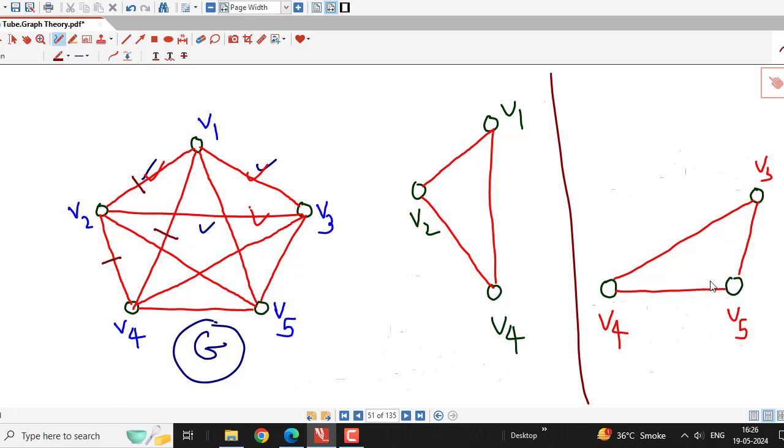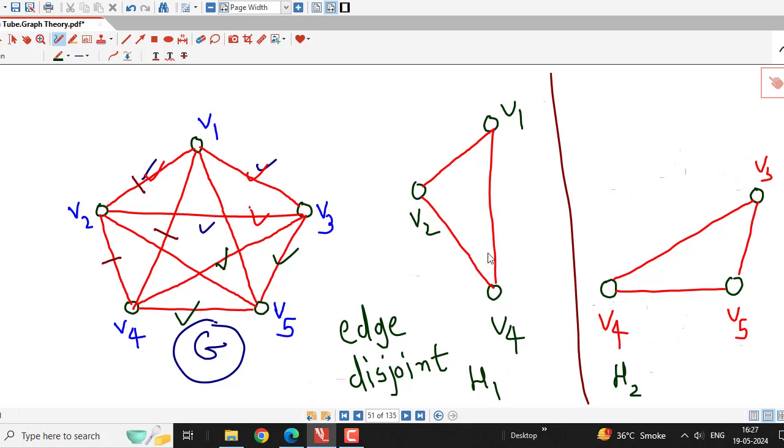And in this subgraph I have taken these edges: edge connecting V3 and V4, edge connecting V4 and V5, and edge connecting V3 and V5. So we can say that in these 2 subgraphs H1 and H2, no edges are common. So these are called edge disjoint subgraphs. Edge disjoint subgraphs means no edges are common in both the subgraphs. And vertex disjoint subgraphs means there are no vertices common in both the subgraphs.